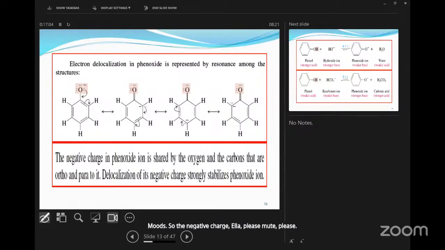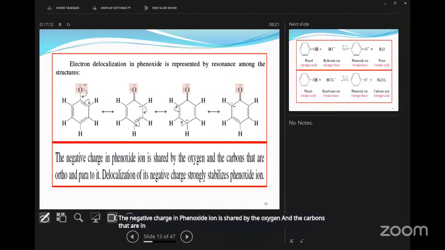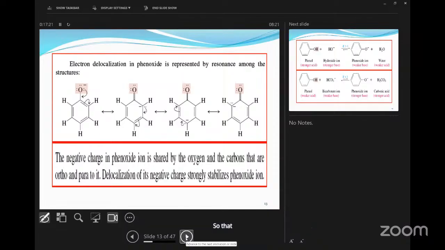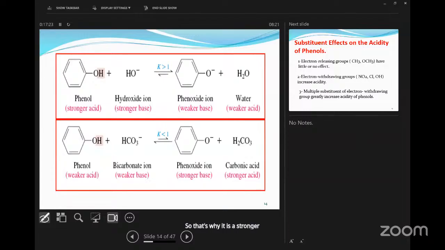The negative charge in the phenoxide ion is shared by the oxygen and the carbons that are ortho and para to it. And so the delocalization of this negative charge strongly stabilizes the phenoxide ion, just like I mentioned earlier. So that's why phenol is a stronger acid than even alcohol, and the phenoxide ion is a stronger base. So this is the phenoxide ion, and it can form water when they react together.